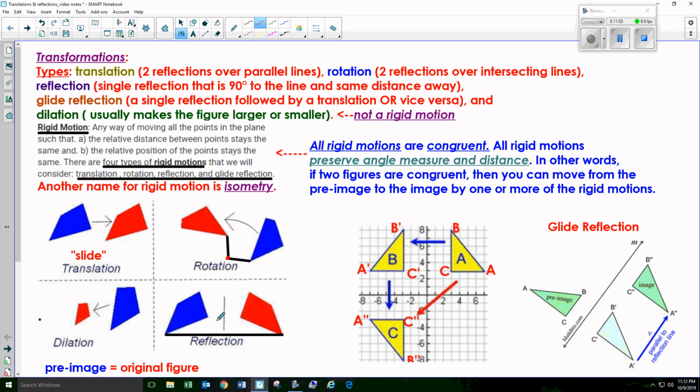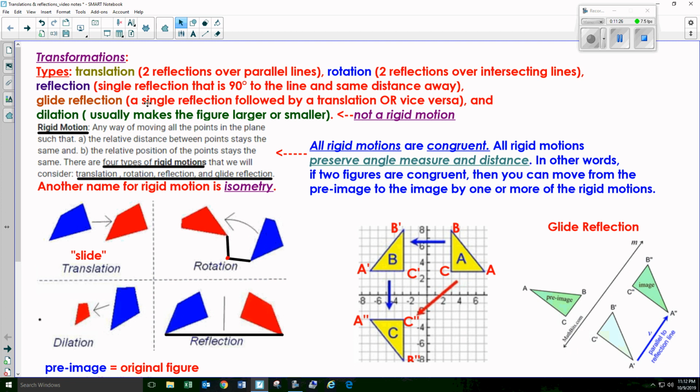Here, if I looked at these two, connect those two right there, it'd be 90 degrees, or perpendicular, to that line, and the exact same distance from there to there, the same distance from there to there. That's how all reflections have to take place. You don't go at any other angle than 90 degrees to the line of reflection.